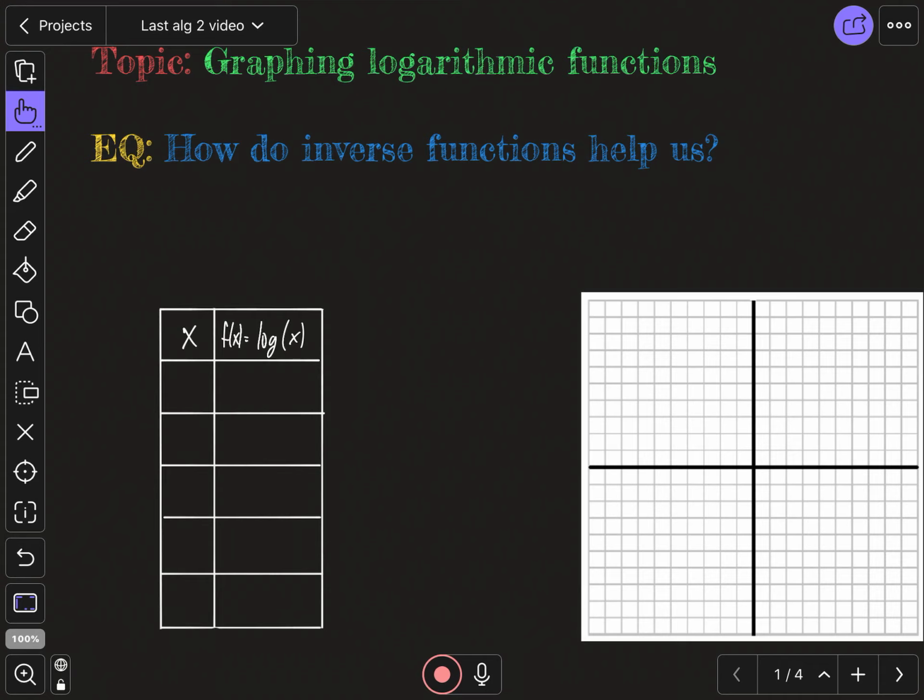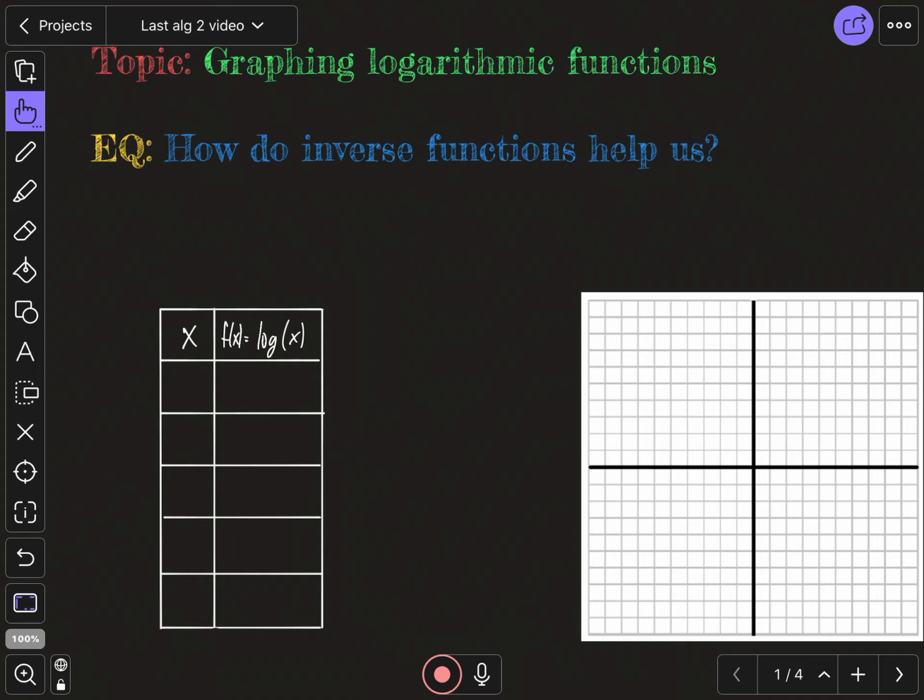All right. And with that, we math. So today is graphing logarithmic functions. We're wrapping up this unit we've been doing over logarithms. And then there'll be one more video that Miss O'Neill will do to talk about the transformations on these. But today we're just going to introduce this. The essential question today is how are inverse functions going to help us?